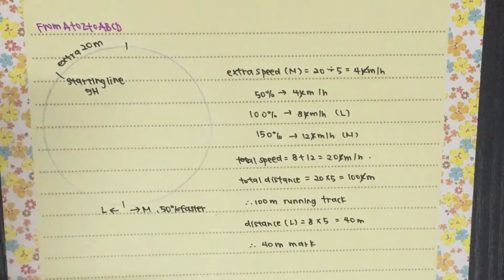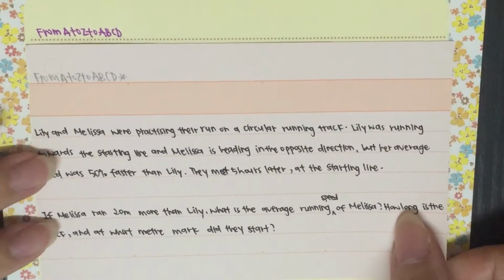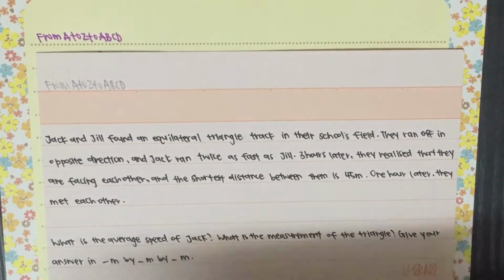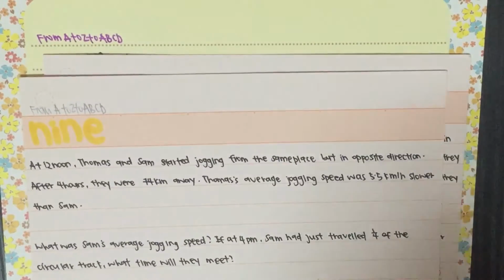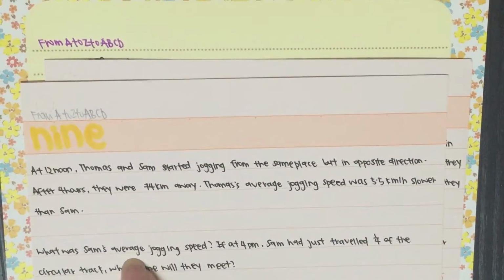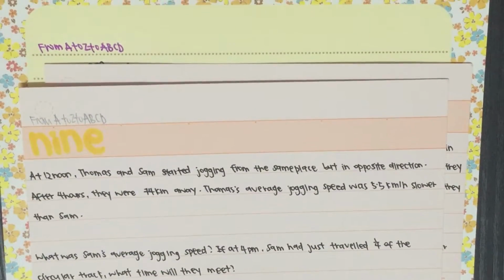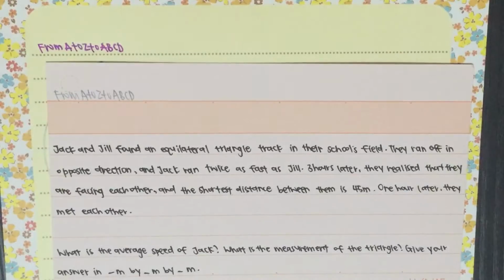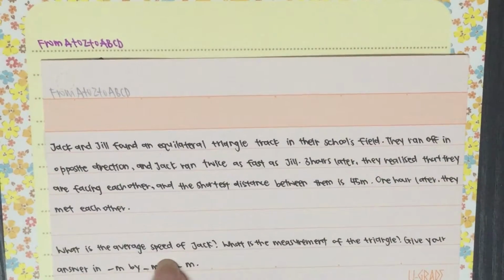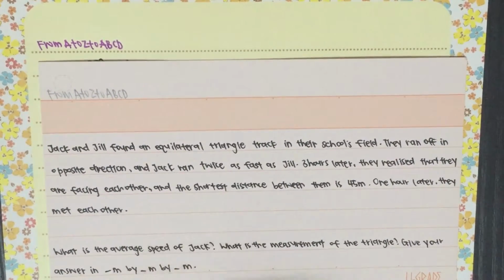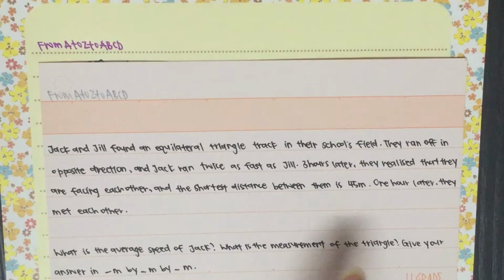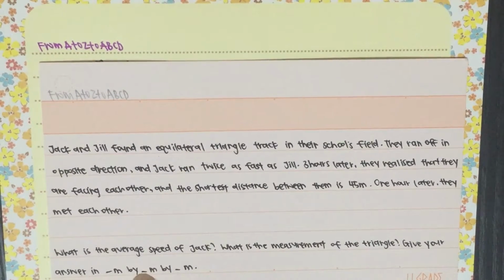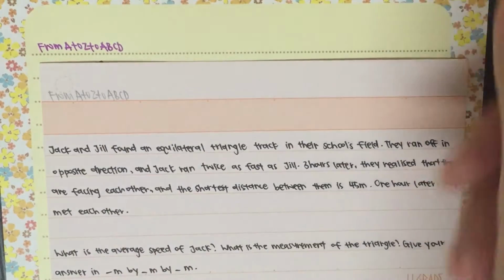The question that we just went through is question 3 of worksheet 9. There are 2 more questions available. The solution for question 1 is Sam's running speed is 12 kilometers per hour and they will meet at 10:23 p.m. The average speed of Jack will be 30 kilometers per hour and the triangle will be an equilateral triangle of 60 by 60 by 60.